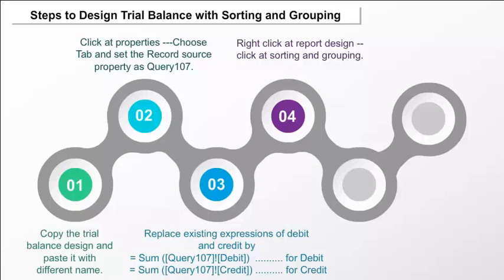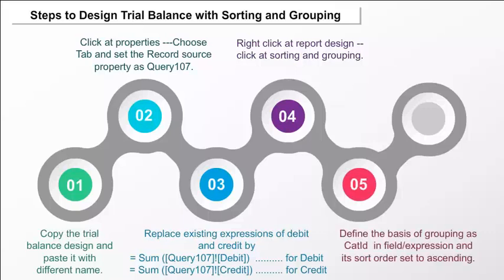Right-click at Report Design. Click at Sorting and Grouping. Define the basis of grouping as cat ID in field or expression and set its sort order to ascending. Save the modifications in the above report design.